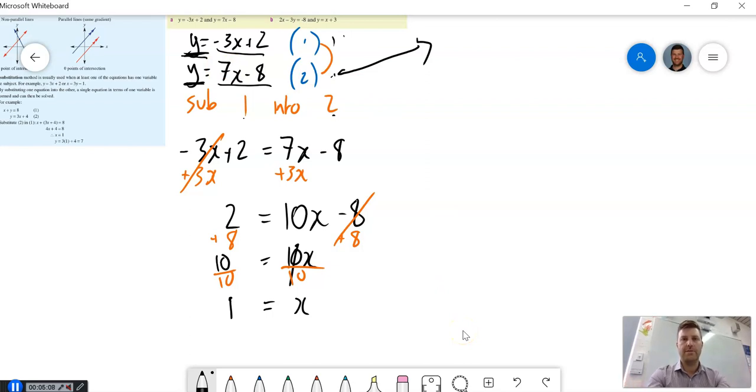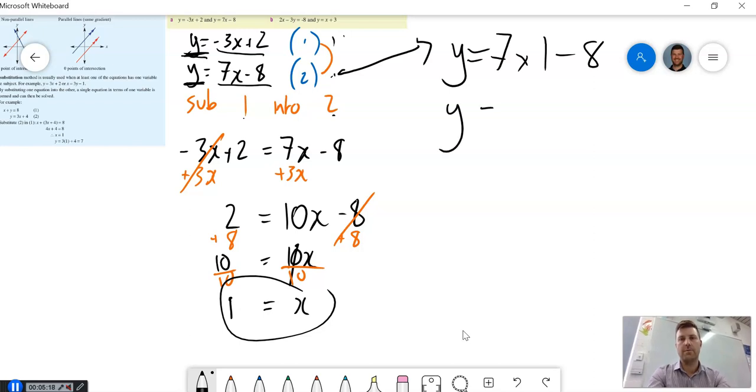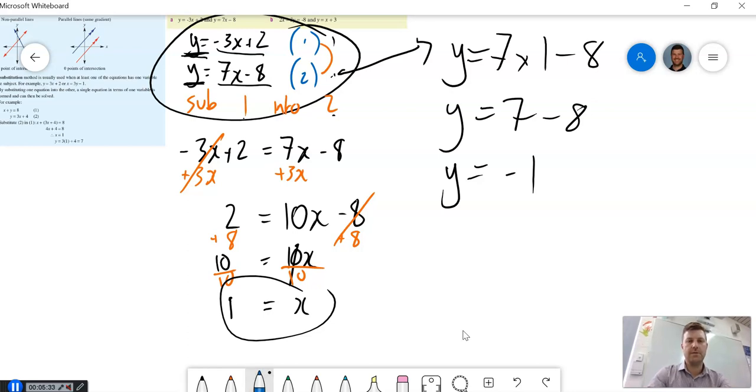So let's rewrite that as y equals 7 times the value of x here, which is 1. Take 8. So y equals 7 times 1 is 7. Take 8. y equals -1. So the point of intersection between these two equations is the set of coordinates 1 and -1. Okay, guys? So that's how you solve simultaneous equations through substitution.